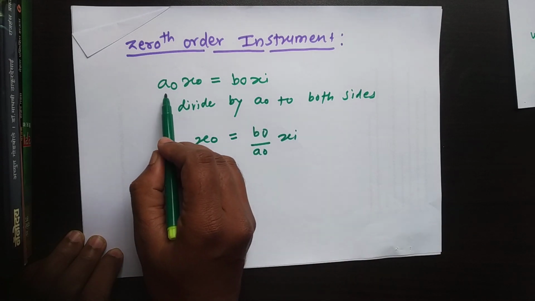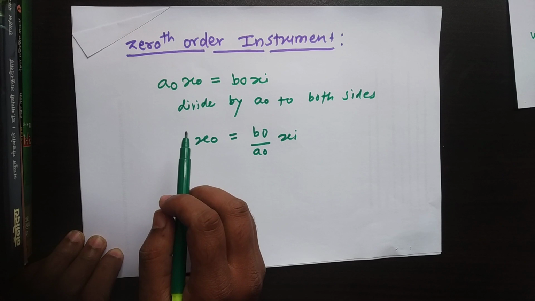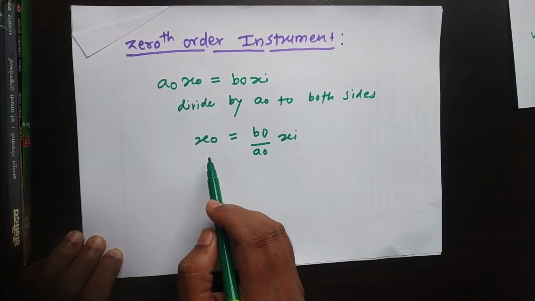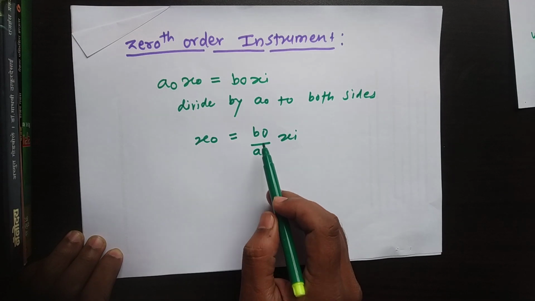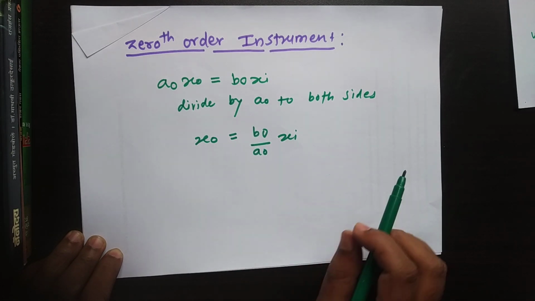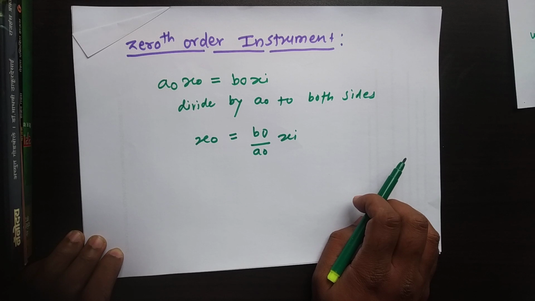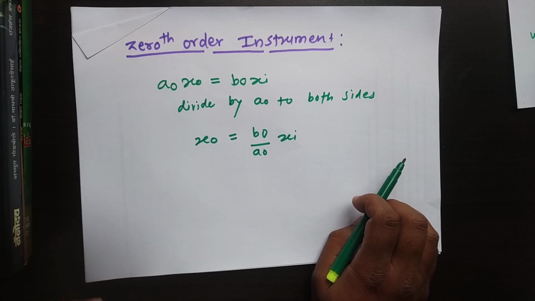If you divide by a0, so a0 divided by a0 becomes 1. Okay, a0 by a0 is 1. So we have only x0 equal to b0 by a0 times xi. Okay, so b0 divided by a0 and the xi. So as we discussed, all a's and b's are some of the variables of the instrument. Okay, so if you consider one instrument or one system, for example, if you have to measure the temperature by using a thermometer, then temperature is the input quantity and the change in some variable in a thermometer is the output quantity.